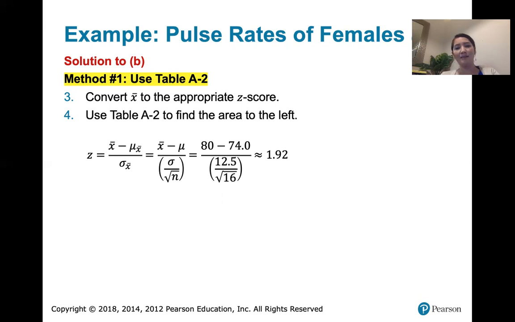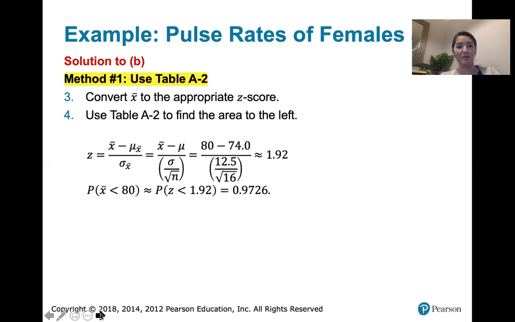So this time, x bar equals 80 is a lot more extreme value than x equals 80, where x would just be a particular person's pulse rate. Here we're talking about a sample mean when you have 16 people, that the sample mean is equal to 80 beats per minute. And that's more extreme because that z-score of 1.92 is much larger than that z-score of 0.48 that we saw in part A.